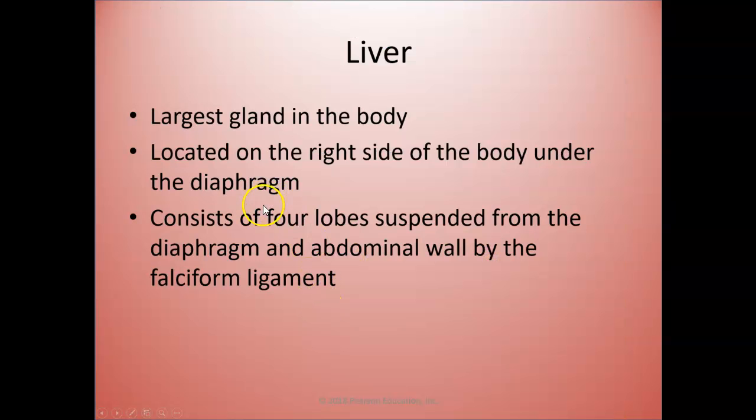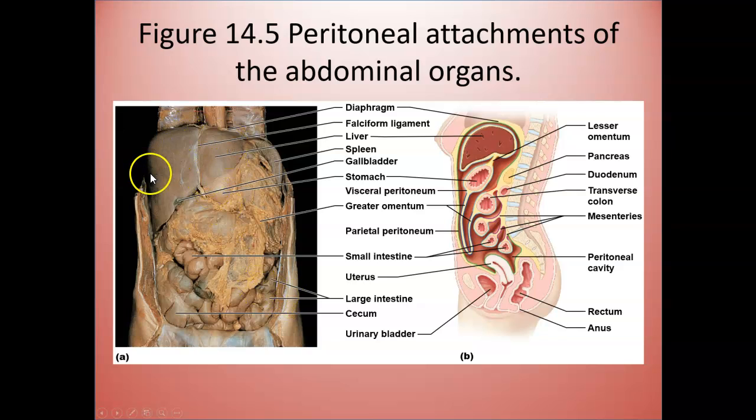All right. The liver is the largest gland in the body. It's located on the right side of the body, just under the diaphragm, in the right upper quadrant of your abdomen. There are four lobes, and it's separated from the diaphragm and the abdominal wall by what's called the falciform ligament. Here you can see the liver in all its glory. It makes up the bulk of the upper part of the abdomen. And there's the falciform ligament right there. You follow that, connecting everything, holding everything in place with the diaphragm just above it.